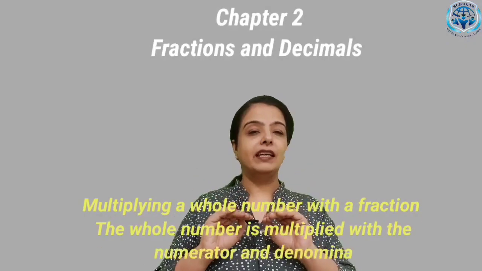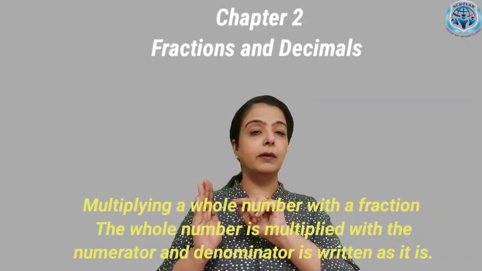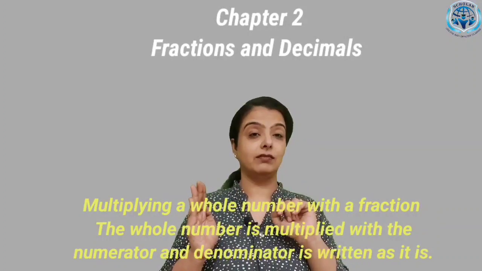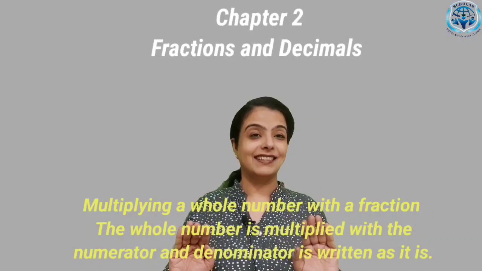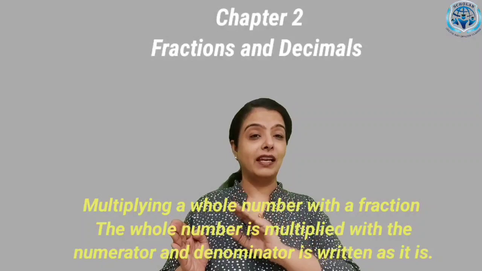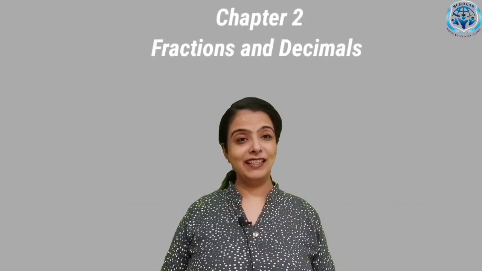So, to multiply a whole number with a fraction, we will multiply the whole number with the numerator and we will write the denominator as it is. This is the way to multiply a whole number and a fraction. Have you got my point?